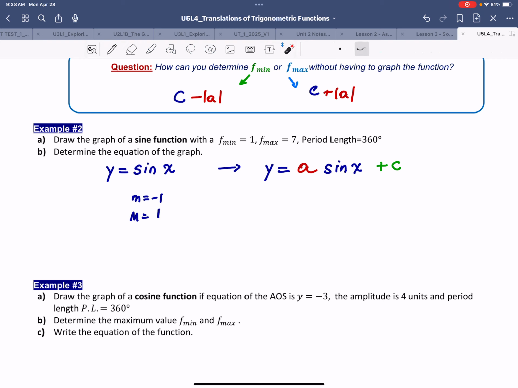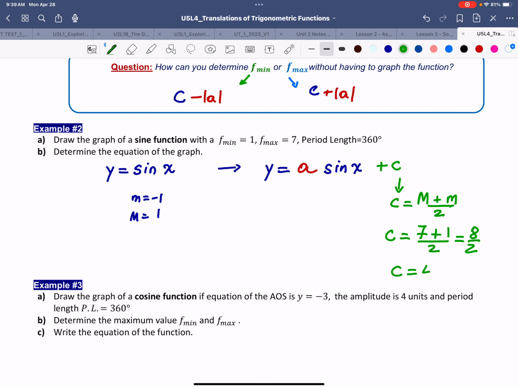So what I would do is I would start off with finding the value of c. I know that the value of c will be halfway between the min and the max, or the average of min and max. So we're going to say c equals maximum plus minimum divided by 2. So the value of c would be equal to maximum of 7 plus minimum of 1 divided by 2, which is 8/2, and it will give the c value of 4. So the equation of our function now is y equals a sine of x plus 4.